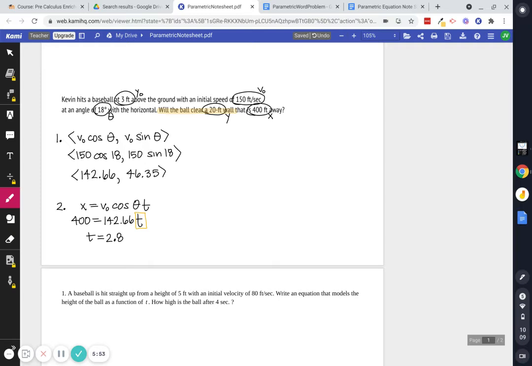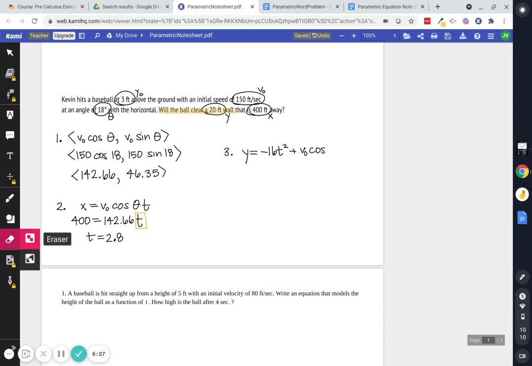In other words, the ball leaves the bat. It heads toward the outfield. And 2.8 seconds later, it's gone the 400 feet that I care about. I know nothing about the height. I just know that from where I was standing, the ball is now 400 feet away in horizontal distance. The question is how high up is it, and will it clear this outfield wall that we're so concerned about?